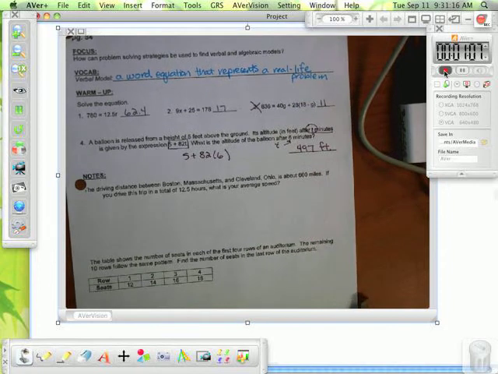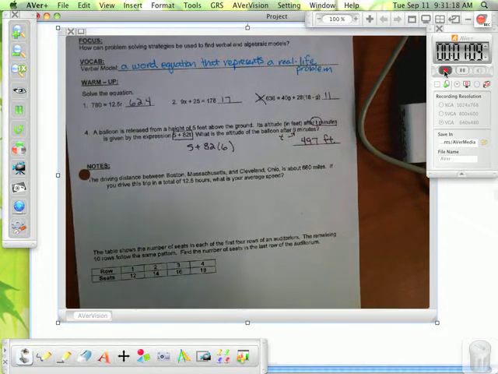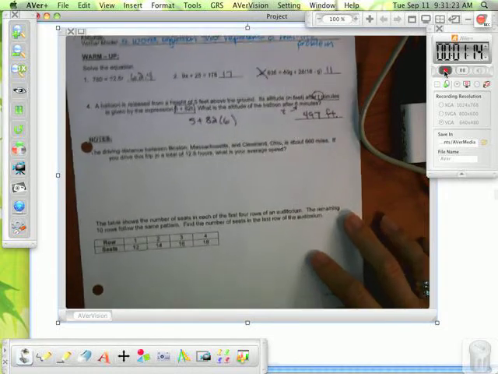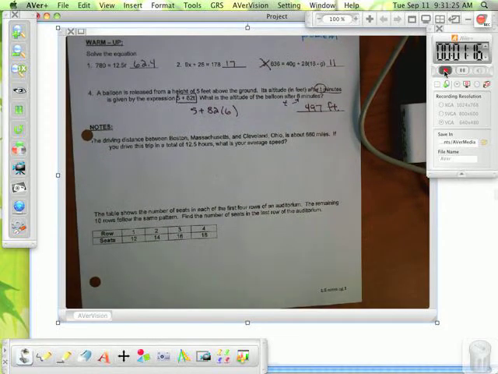Cool? Okay, let's have some fun. Here we go. So the driving distance between Boston and Cleveland is about 660 miles. I'm going to stop right there and say, wait a minute, they're talking about distance. And then it says, if you drive this trip in a total of 12 and a half hours, what is your average speed? They're talking about distance, time, and speed.